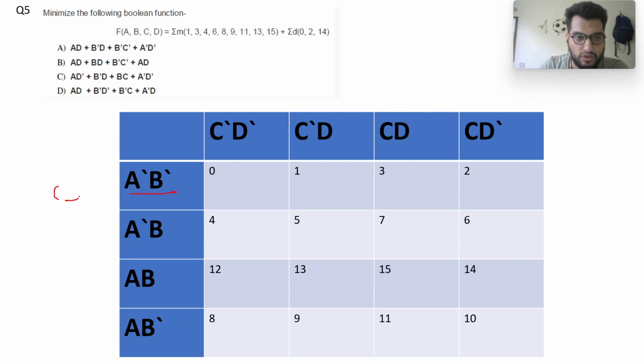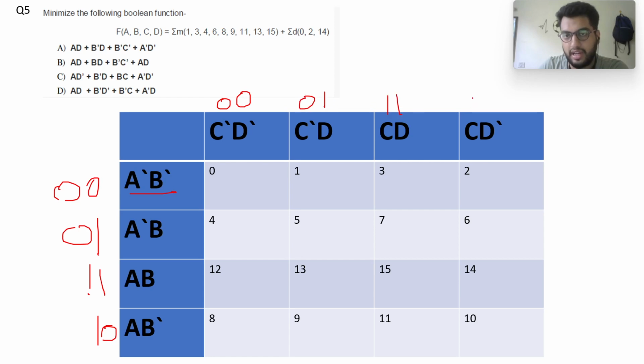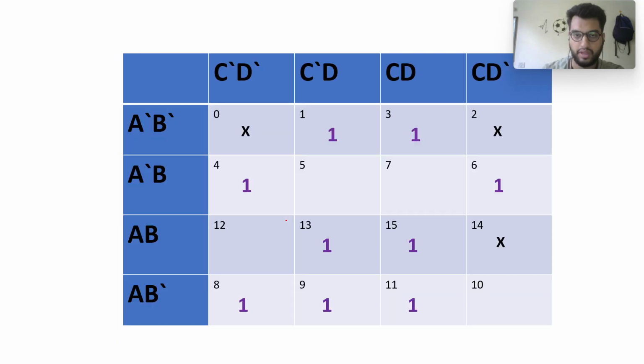We have this a dash b dash, also written as 0 0. Then we have a dash b 0 1, then a b 1 1, and then a b dash 1 0. Here we also have 0 0 c dash d dash, 0 1 c dash d, 1 1 c d, and 1 0 c d dash. Corresponding to them we have minterms 0 0 0 0, 0 0 0 1, 0 1 and so on up to 15. Now we'll mark 1 for all of those which are given in the function, that is 1, 3, 4, 6, 8, 9, 11, 13, and 15. So we have something like this: 1 here, here, here, here, here, and here.